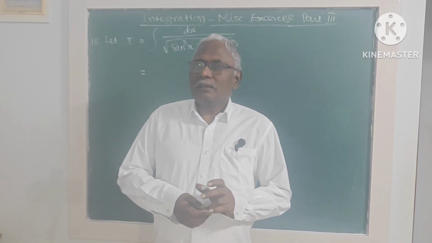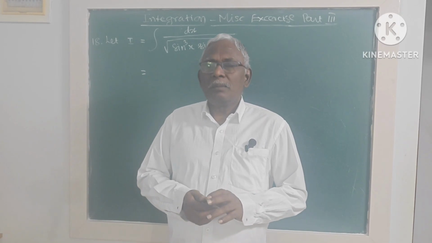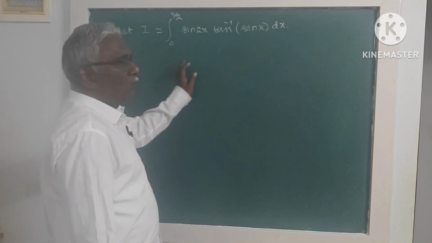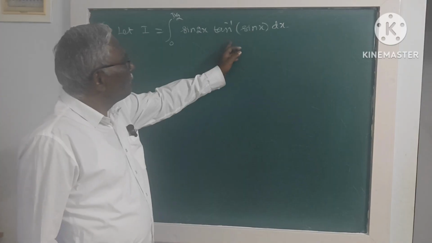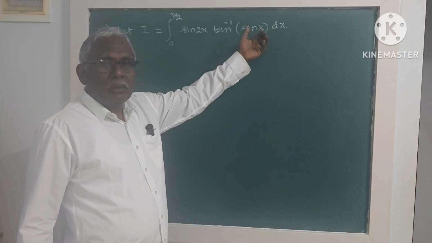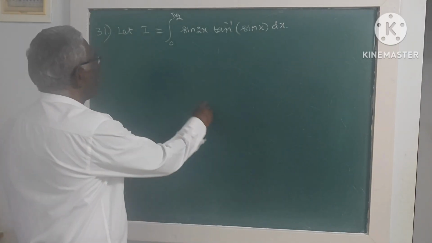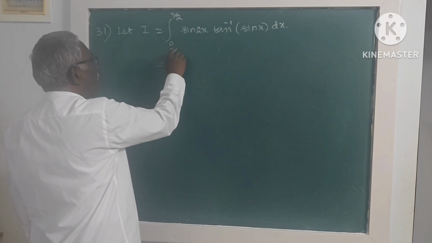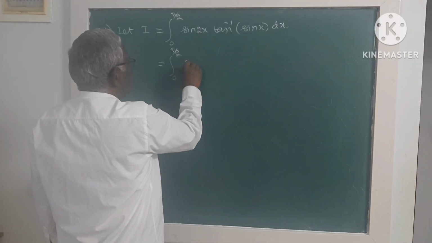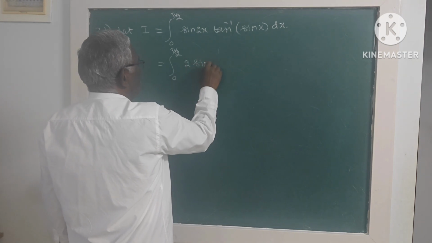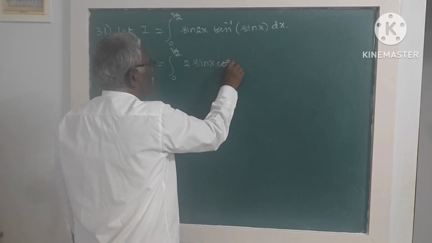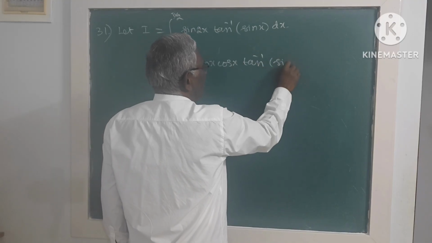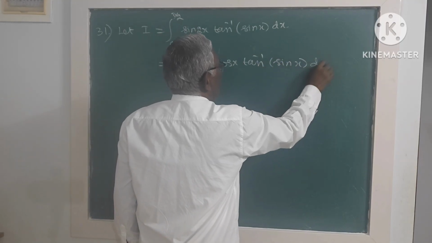Today let us do some more problems on miscellaneous exercise of chapter 7. We have to evaluate this integral. Tan inverse of sin x is there, so we have to take sin x as y. So we can write this as integral 0 to pi by 2 sin x cos x tan inverse of sin x dx.